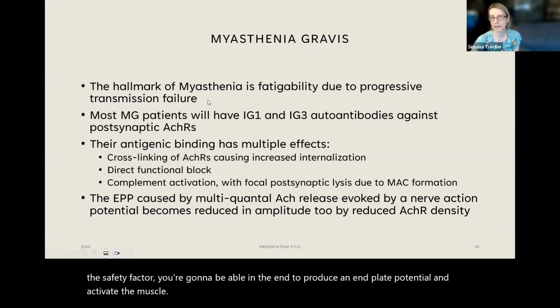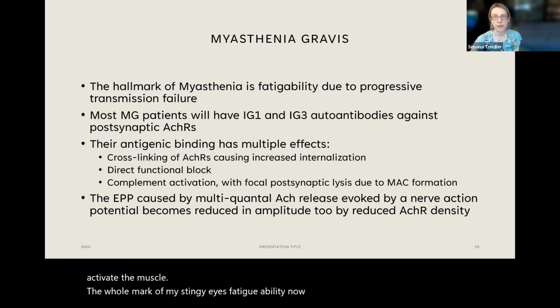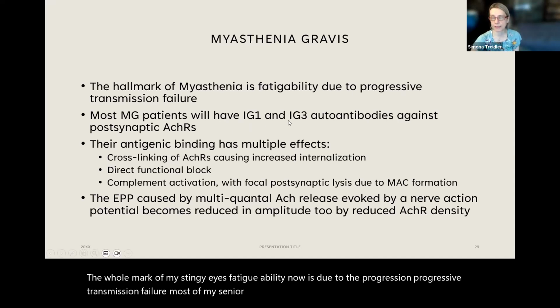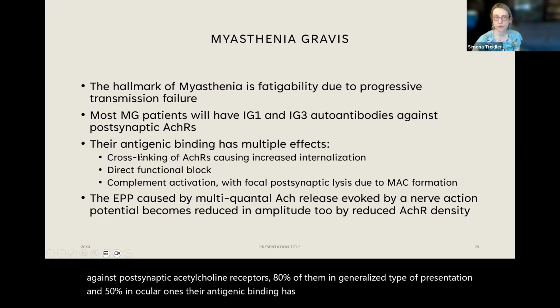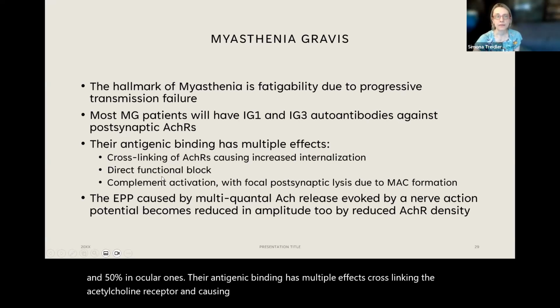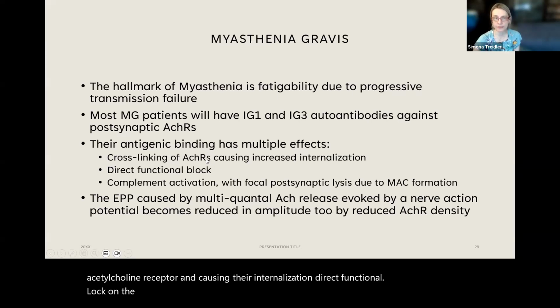The hallmark of myasthenia is fatigability. It's due to progressive transmission failure. Most myasthenia patients will have these IgG1 and IgG3 antibodies against postsynaptic acetylcholine receptors, 80% of them in the generalized type of presentation and 50% in ocular ones. Their antigenic binding has multiple effects: cross-linking the acetylcholine receptors and causing their internalization, a direct functional block on the acetylcholine receptors for the blocking ones, or complement activation with focal postsynaptic lysis due to membrane attack complex formation.